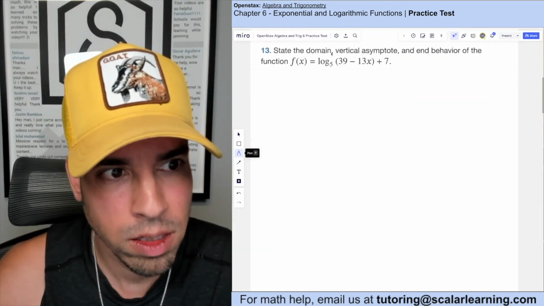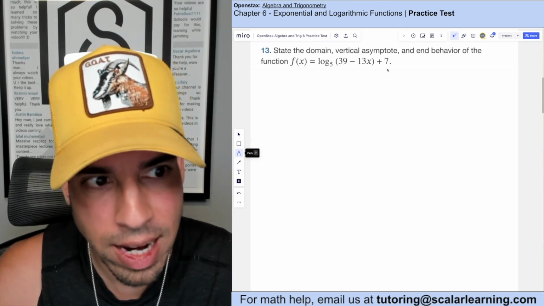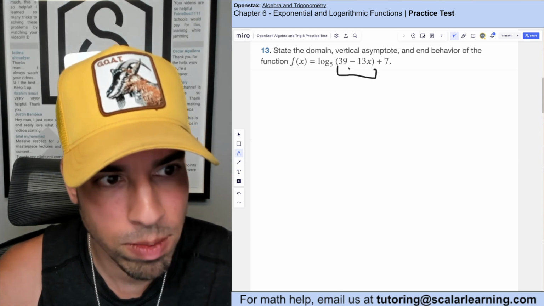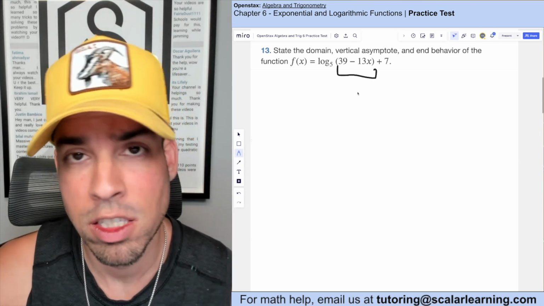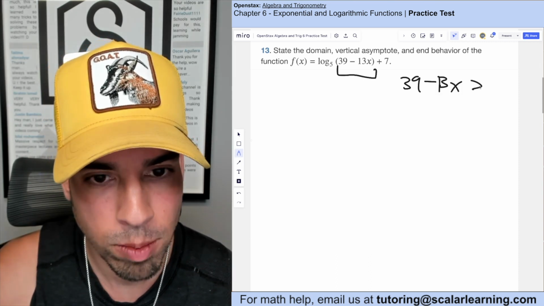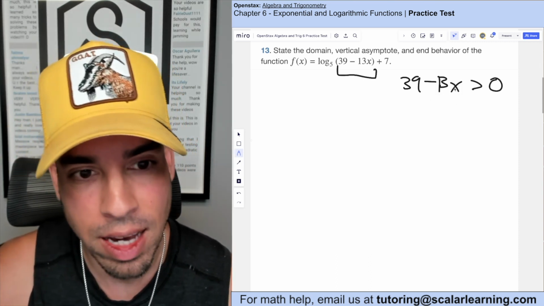So for this one, we're meant to state the domain, vertical asymptote, and end behavior. So first, let's start with the domain. Now, the thing about a logarithmic is the argument always has to be greater than 0. So literally, we can start with that. This argument must be greater than 0. By isolating x, we'll get the domain.